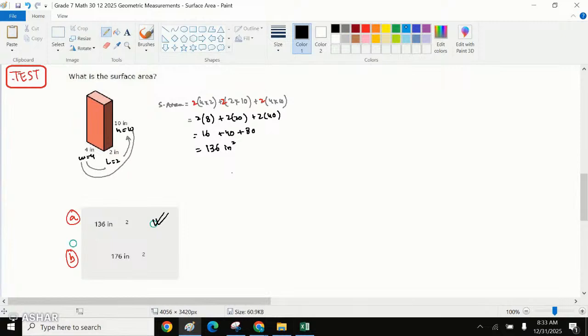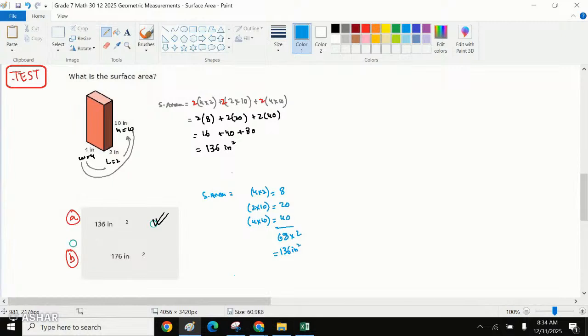Or if I would want to do it very quickly, I would say surface area. See, the first one is 4 multiplied by 2, that is 8. The next one is 2 multiplied by 10, that is 20. Then the last one is 4 multiplied by 10, that is 40. I add them together, that comes out to be 68. I simply multiply it by 2, that is 136 inches squared.